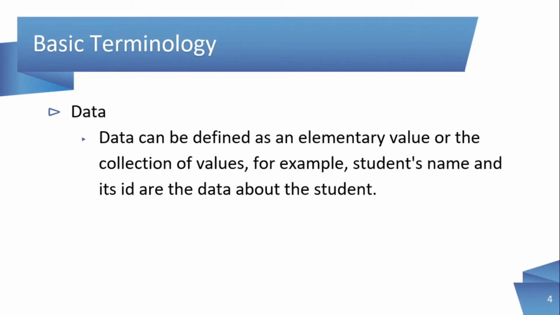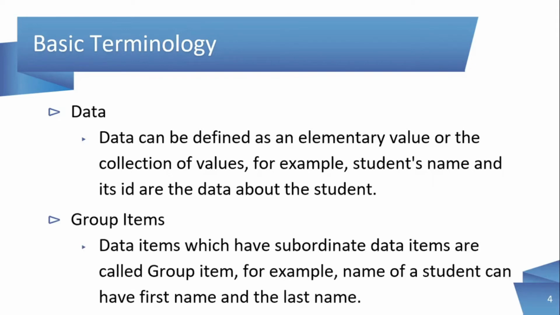Data. Data can be defined as an elementary value or the collection of values. For example, a student's name and its ID are the data about the student. Group items. Data items which have subordinate data items are called group items. For example, name of a student can have first name and the last name.